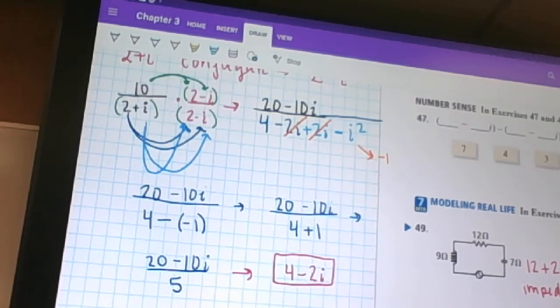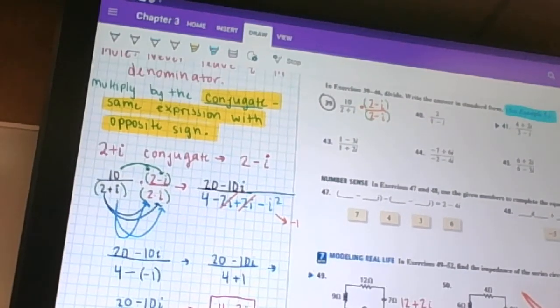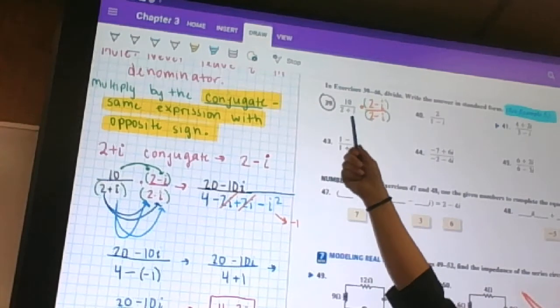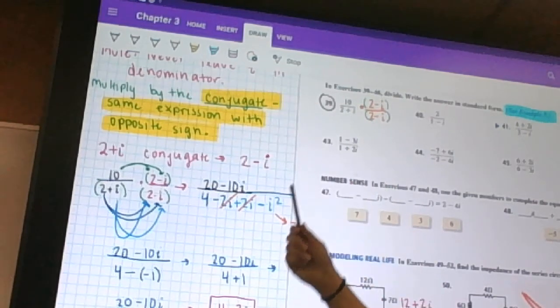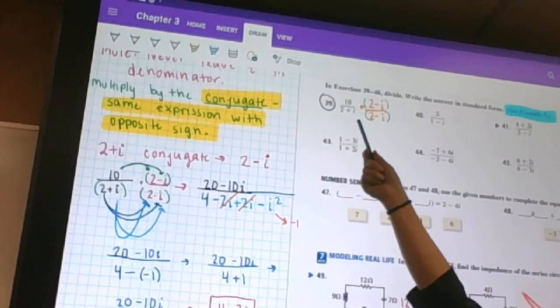4 minus 2i. Wow, so it took a lot of work, but we changed 10 over 2 plus i to this, 4 minus 2i. So this is said to be more standard. It's just less complicated than this whole fraction.